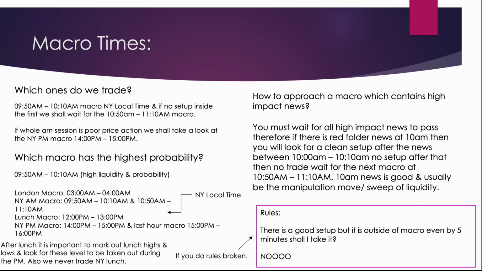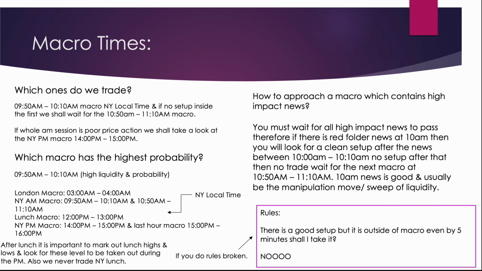So the first slide, we're going over the macro times in which we personally trade. There's the London session, the New York AM, the New York PM, and the Asia session. So we mainly trade the New York AM session, and if the price action inside of the AM session is poor, then you can expect the PM macro to give you some sort of good setup. If not, then you don't trade the whole day, it's not a problem.